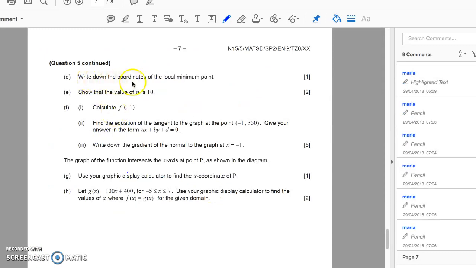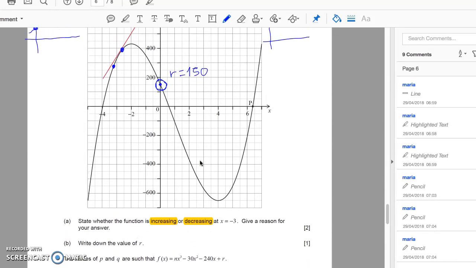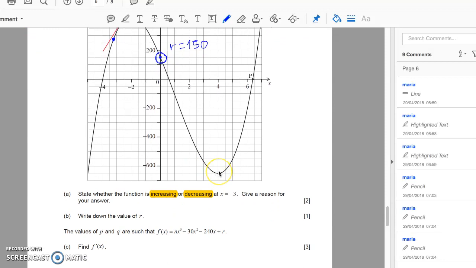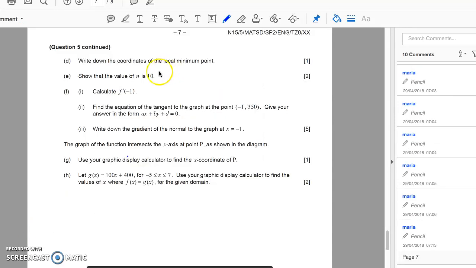Next question D. Write down the coordinates of the local minimum point. That should be easy. I just need to go to the graph. That's my local minimum. I mean, the graph can go lower than that, but here there is a local minimum. What are the coordinates of that? I just need to read. That's a 4 in x. And here just be careful with the scale. If this is minus 600, this is minus 100, isn't it? So minus 700, I'm in the middle, minus 650. That's the answer.